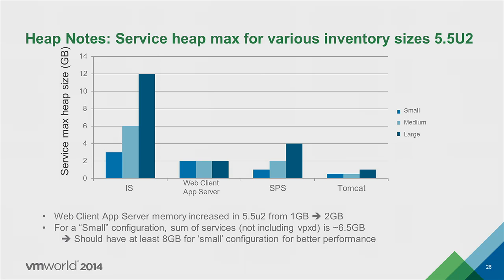Really, really important. We have people that will throw 128 gig on their vCenter server and wonder why they're getting poor performance, and it's because they're not expanding their heaps to take up the additional memory that they've given it. And that's what my last bullet point is. The heaps are not auto-sized.